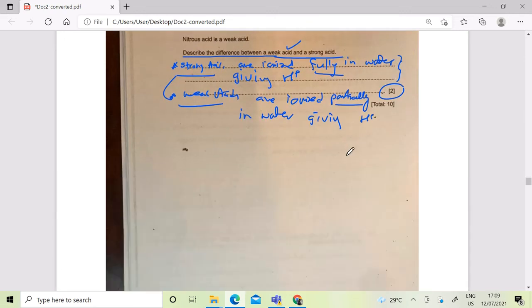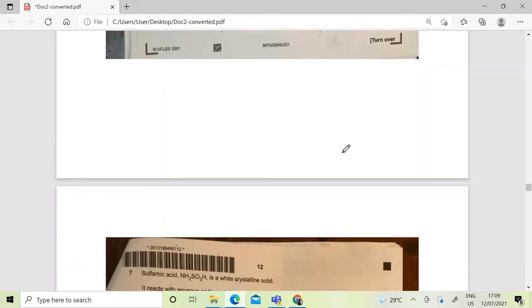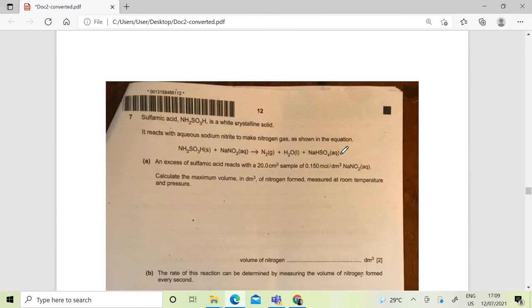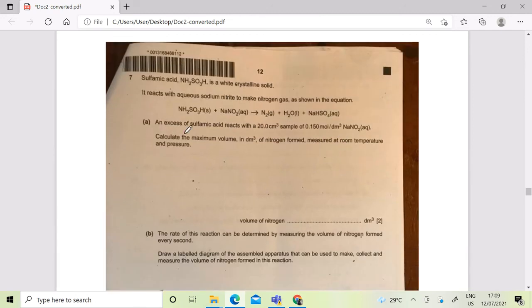Moving to the second part, that is going to be the second question. Seventh question, which is the second question in section B. Sulfamic acid, NH2SO3H, is a white crystalline solid. It reacts with aqueous sodium nitrite to make nitrogen gas as given in the equation.